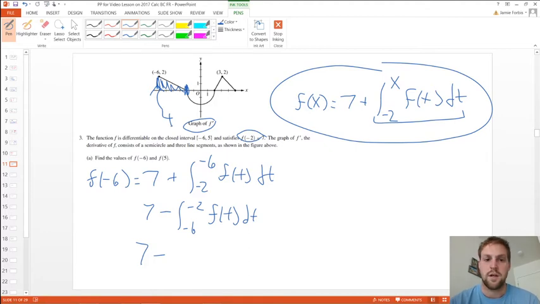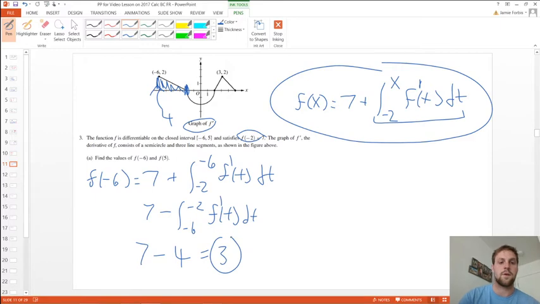Oh, and I apologize. I meant to put f prime of t because we're taking the area underneath the curve of f prime. I apologize. But anyway, so that's going to be equal to 7 minus 4, which is 3. All right, so we did f of -6.